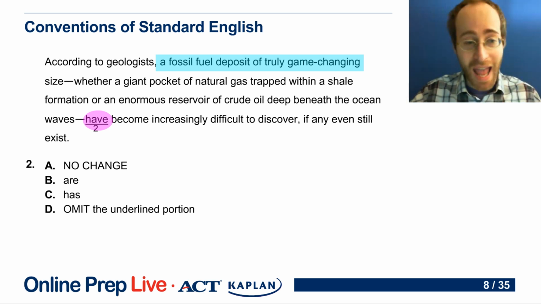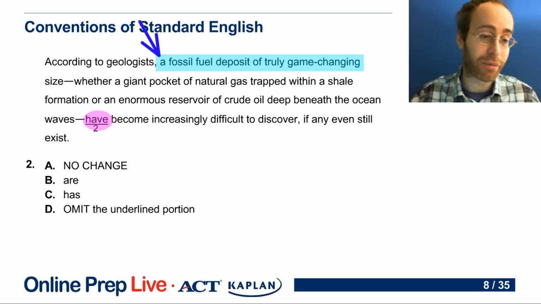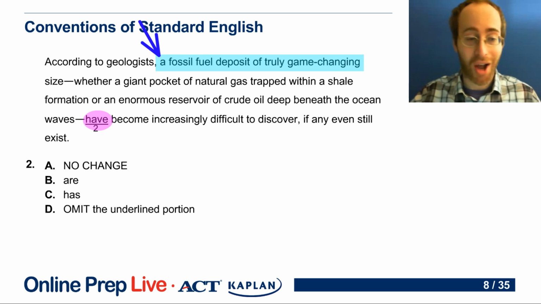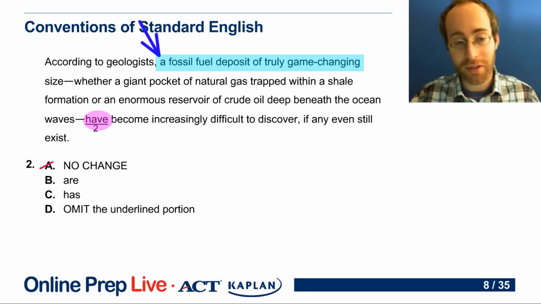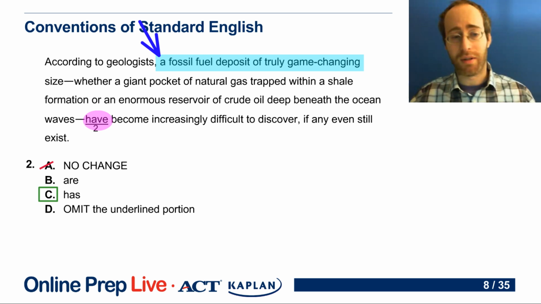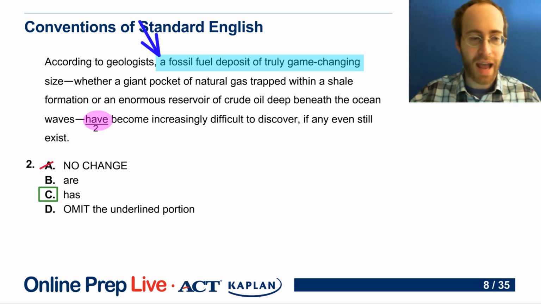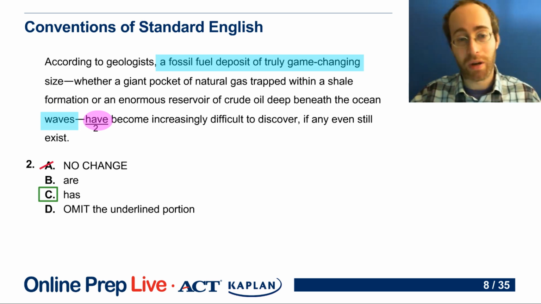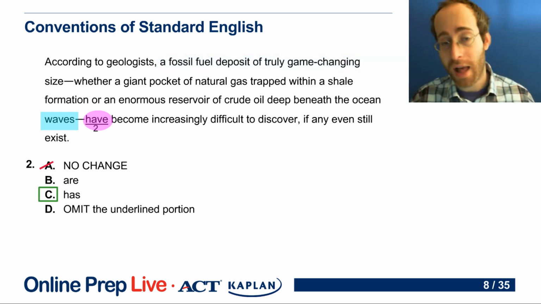Well, it is a fossil fuel deposit, right? A deposit is singular, so we need a singular verb, and we of course know that the singular verb is has, not have. So we're going to go ahead and eliminate choice A and grab choice C for champions, also a spectacular option on the ACT. Please note that the question is written in a very deliberate way. Notice that the word waves appears right before the verb, and waves is plural. So this is one of the ways that test makers can make a question like this challenging.